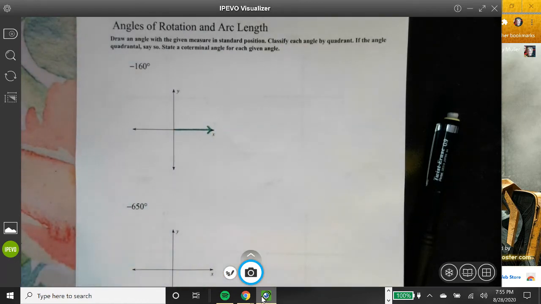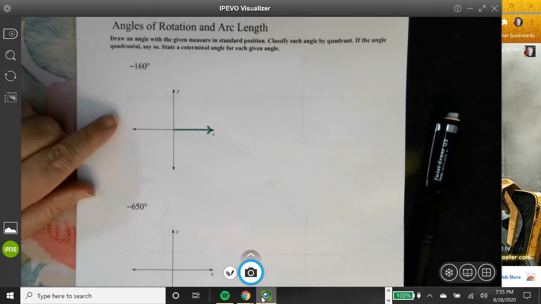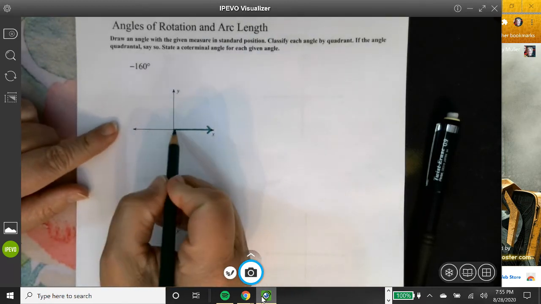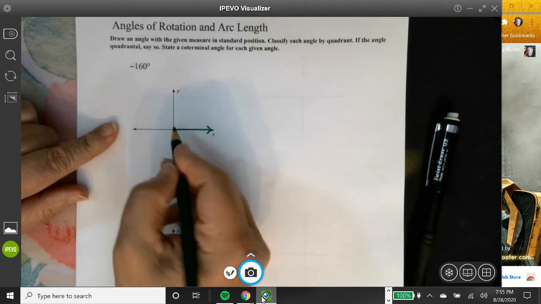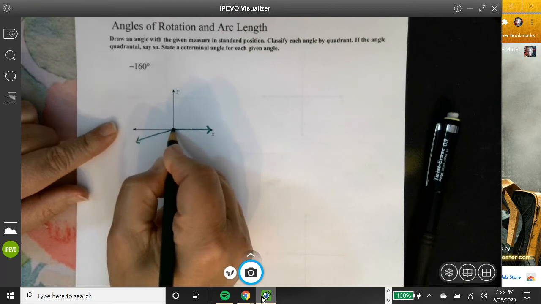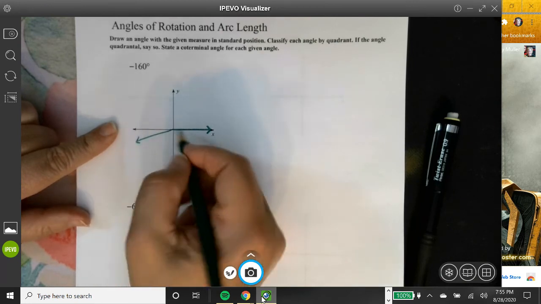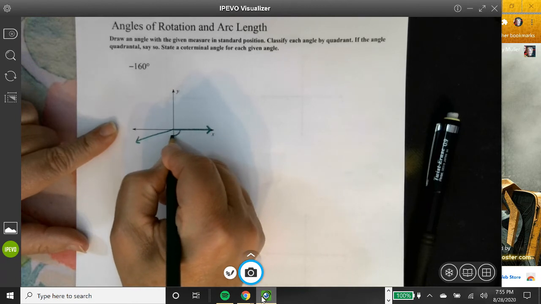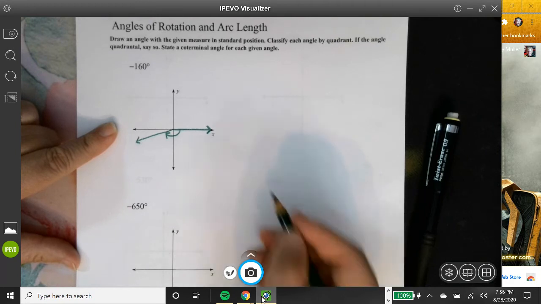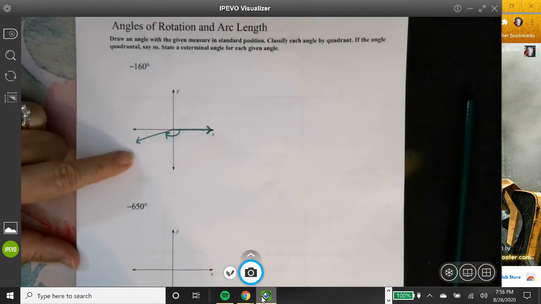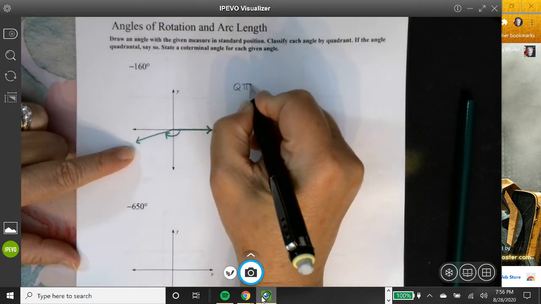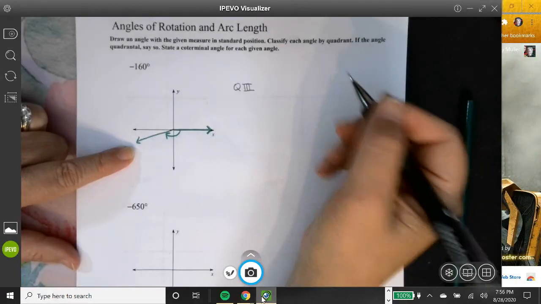All right, and so I'm going to go negative 160 degrees, which means I'm rotating clockwise, but I'm not going to get to 180. I'm going to be 20 degrees short. So here we go. Here's my terminal side. And this is obviously an approximation. We're not using a protractor to figure out what the angles are, but here's my rotation. Okay. And I would say that this is a what quadrant angle? Well, this is a quadrant 3 angle because its terminal side is in quadrant 3.